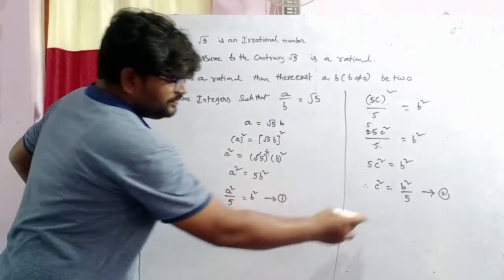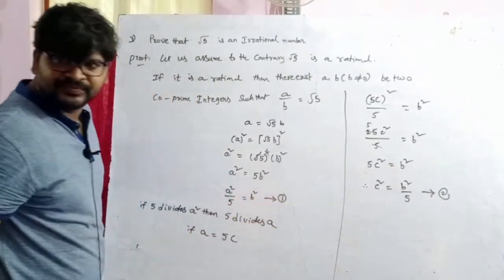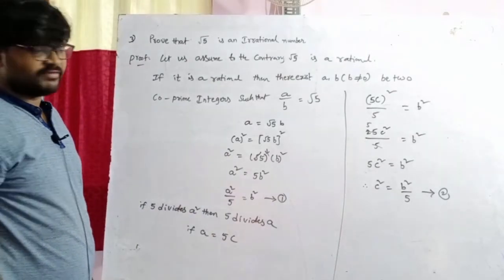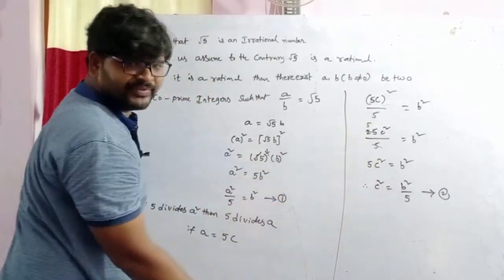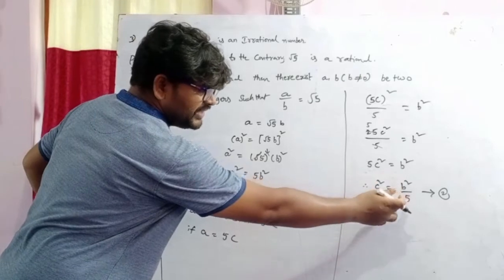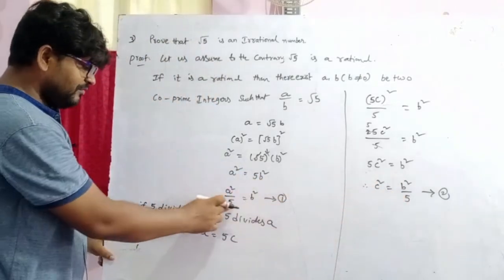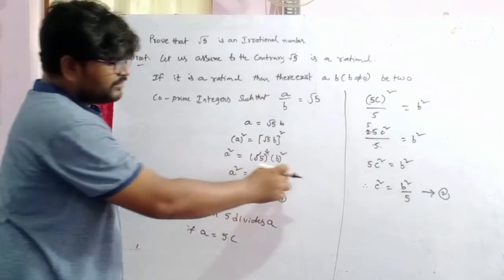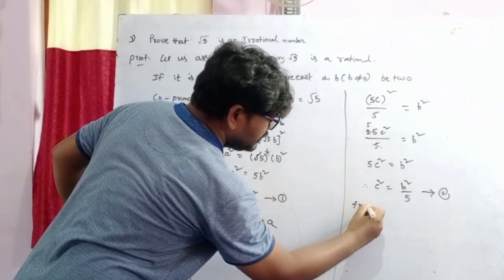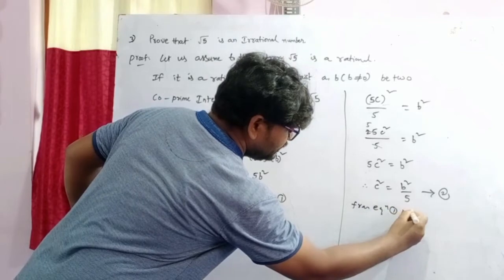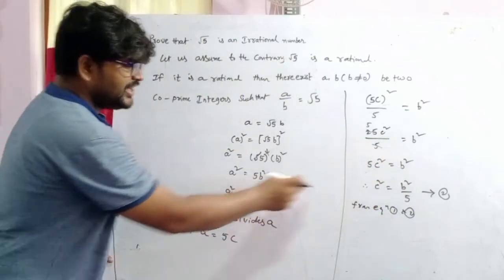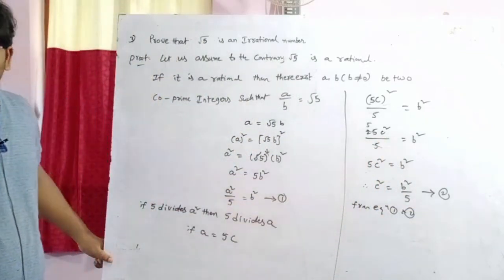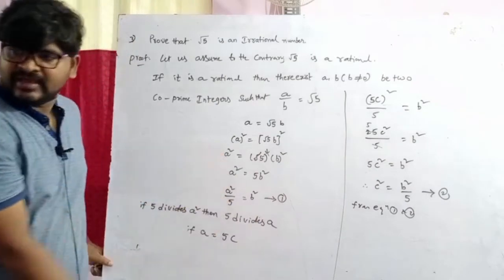Again, statement: if 5 divides b square, then 5 divides b. Like if 5 divides a square, then 5 divides a. Is it clear? From equations 1 and 2, a and b are co-primes having a common factor 5.